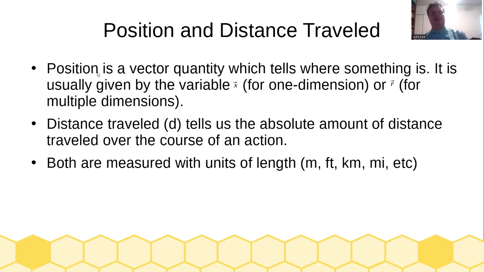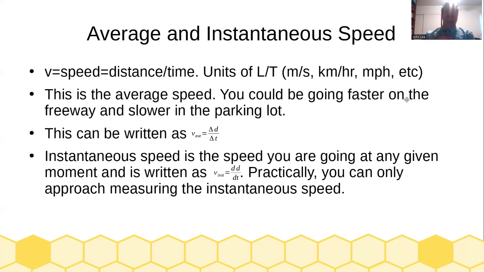Both are measured with units of length, which are meters, which is about 3.2 feet, or kilometers, or miles, etc. The average speed is given as the distance traveled over time. It has units of length per time, or meters per second, kilometers per hour, miles per hour, etc. This is the average speed.